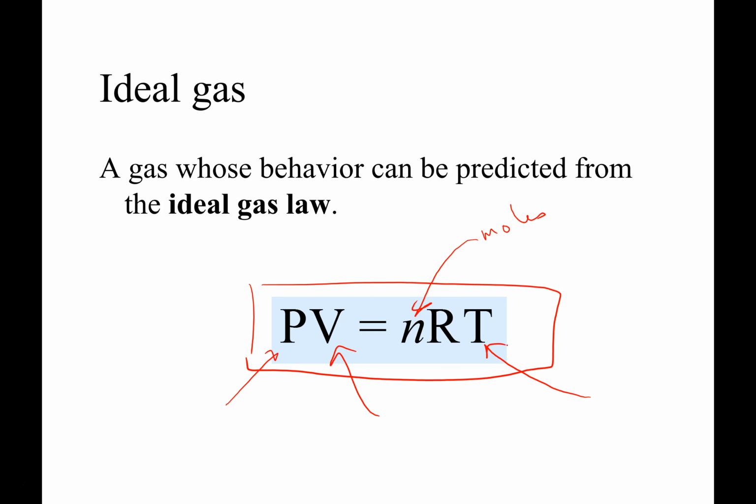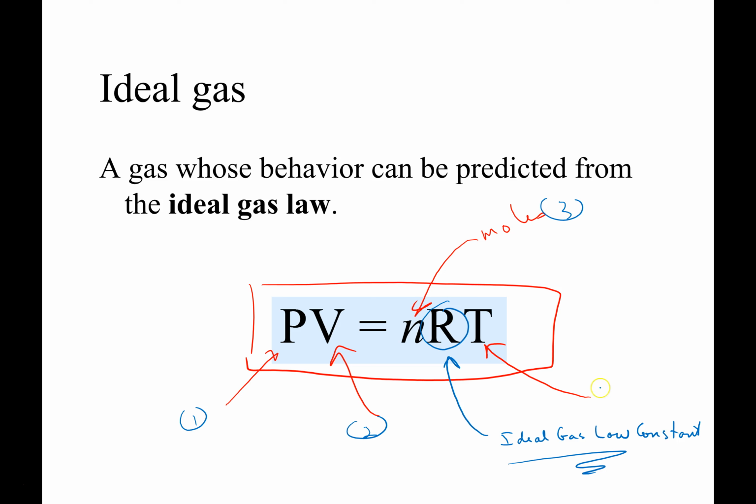Now, so far, I have not told you what R is, but I'll go ahead and tell you that R is the ideal gas law constant. So it's just a constant. I'm going to give it to you. Bottom line is, do you see these variables? 1, pressure, 2, volume, 3, number of moles, and 4, temperature. 4 variables and 1 constant.